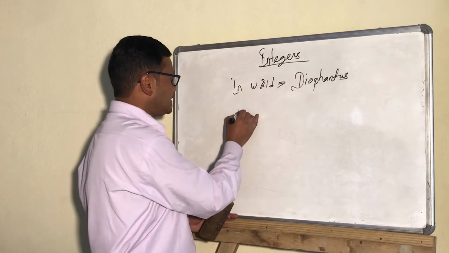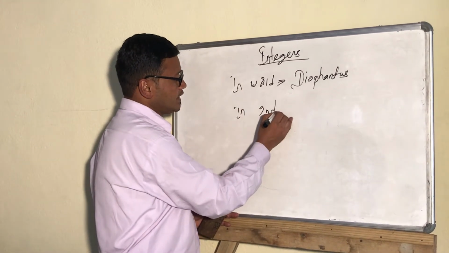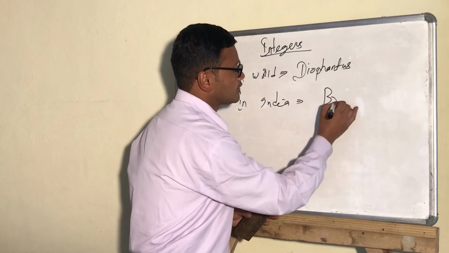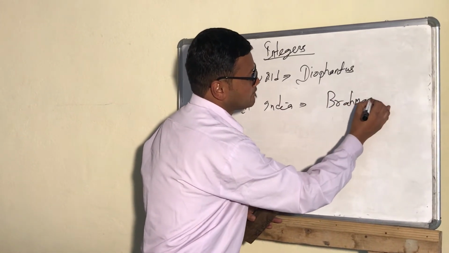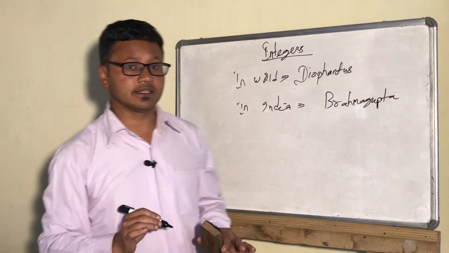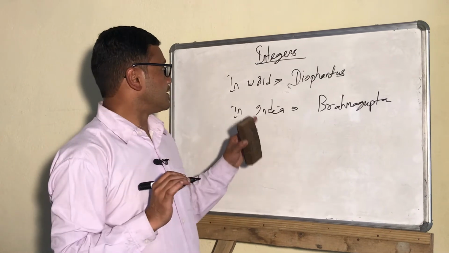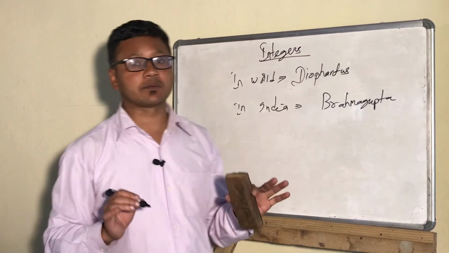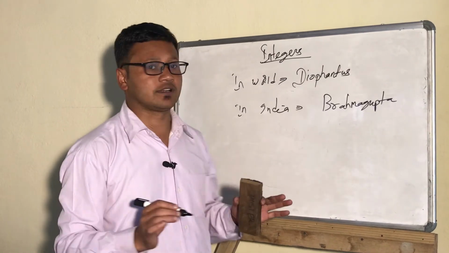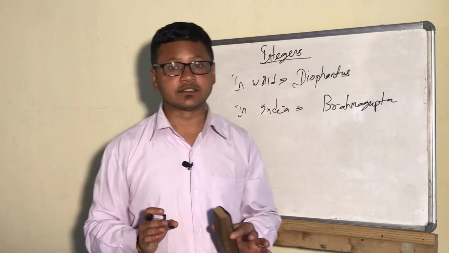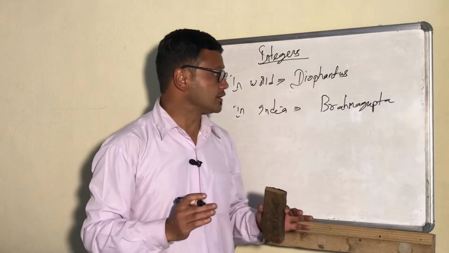Similarly, in India, the very familiar name is Brahmagupta. He was one of the mathematicians. He introduced integers in India, okay? These are the 2 points which we have to know before solving mathematical problems of integers, okay? And last time we discussed the integers.